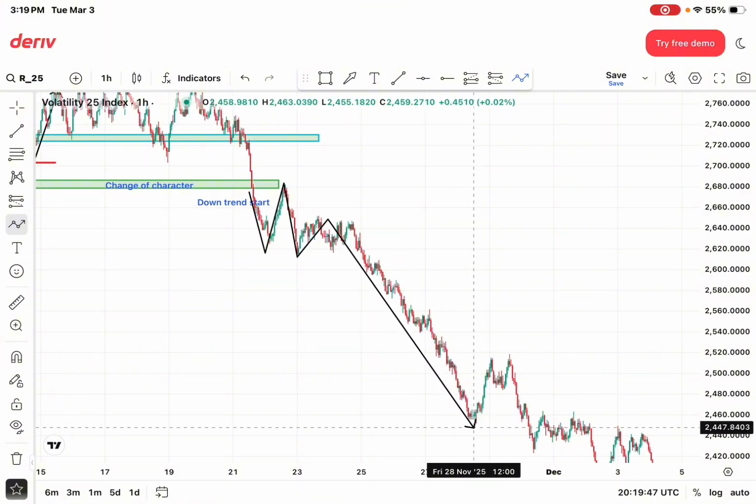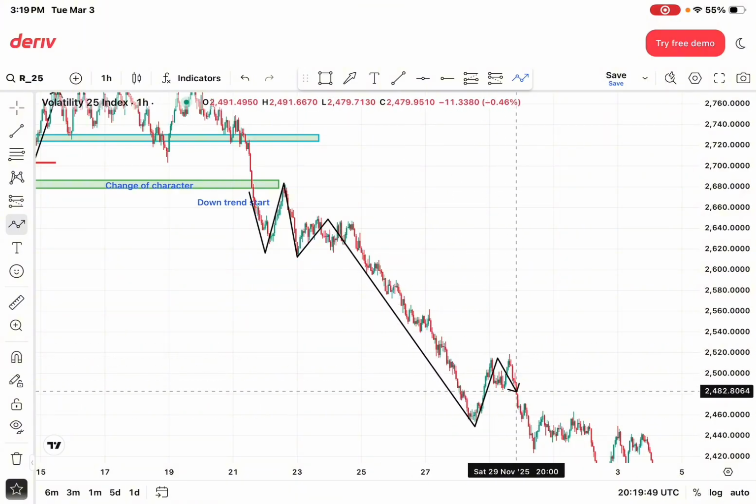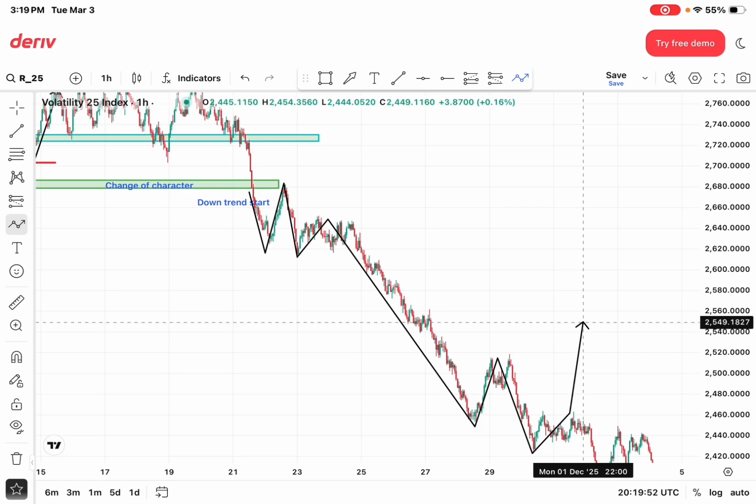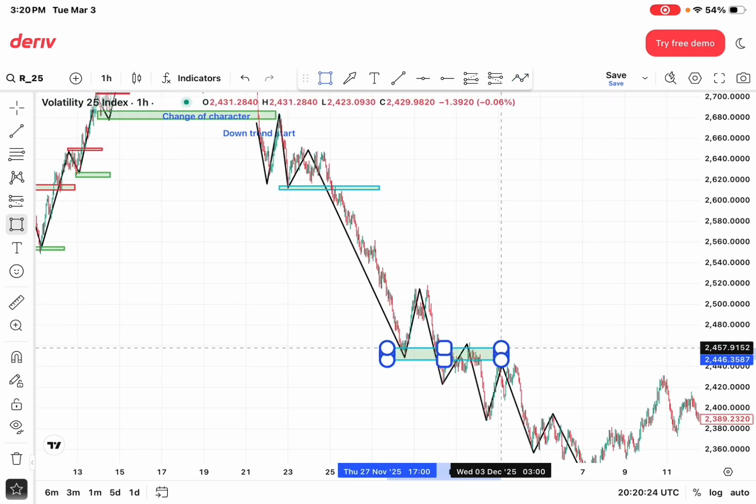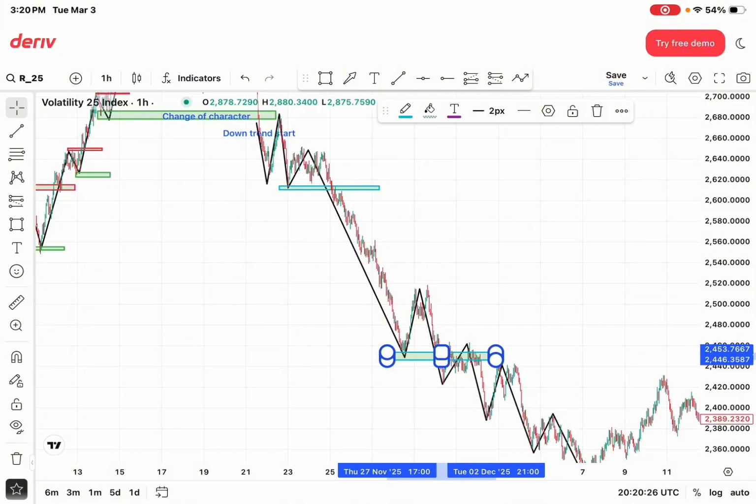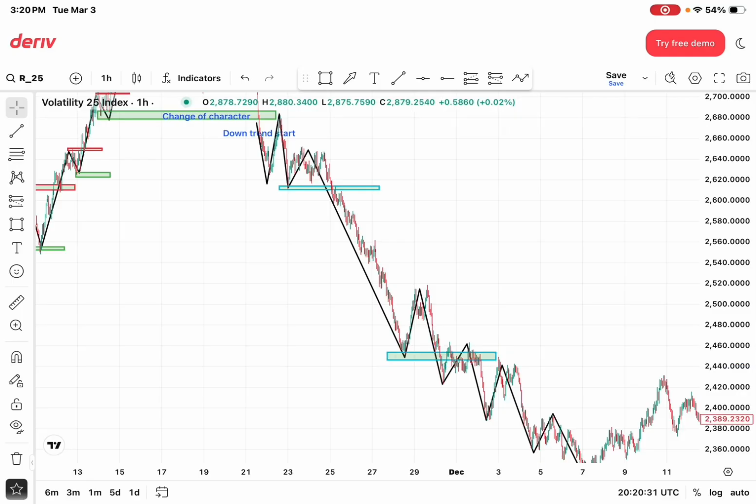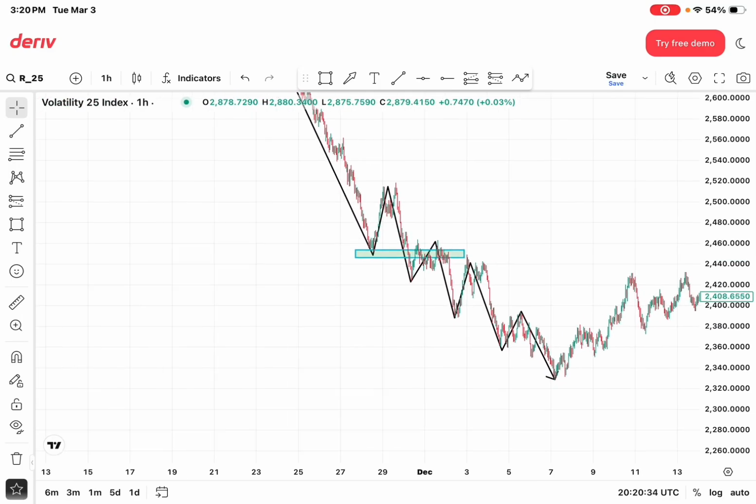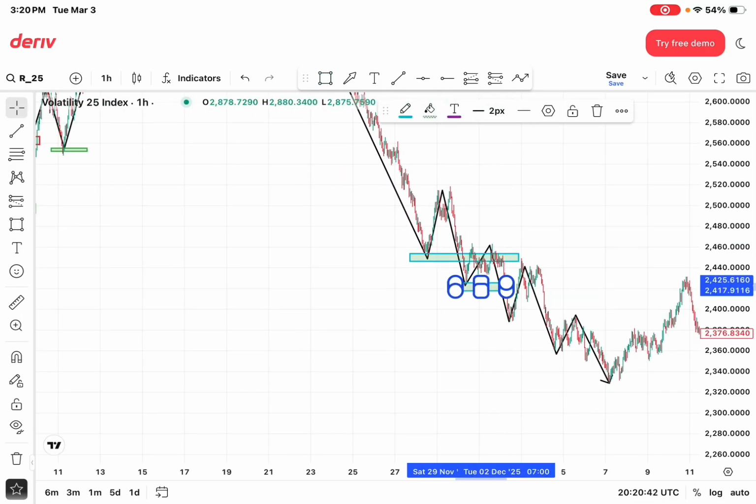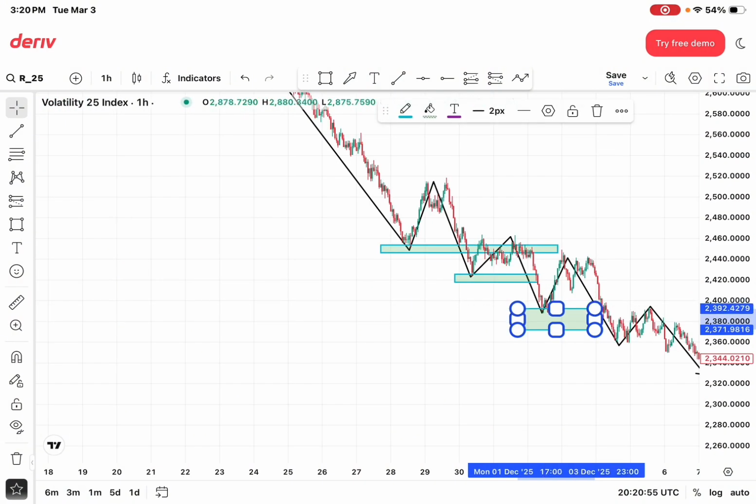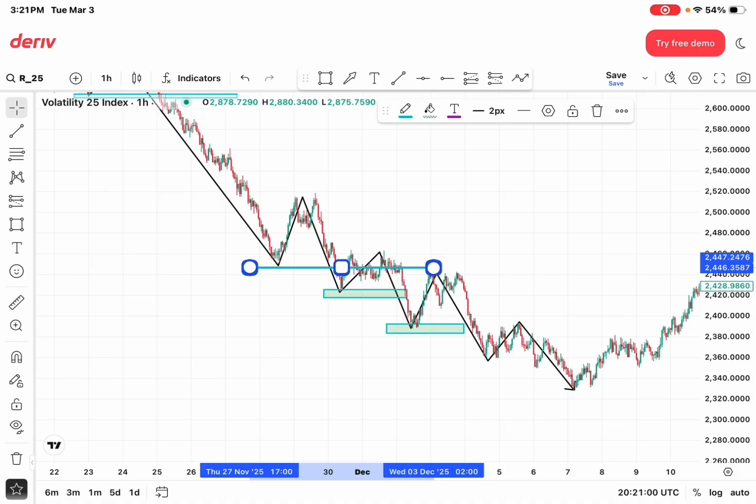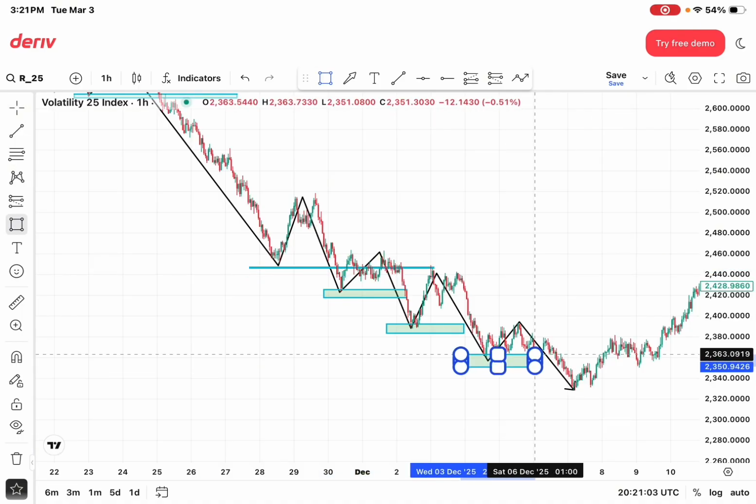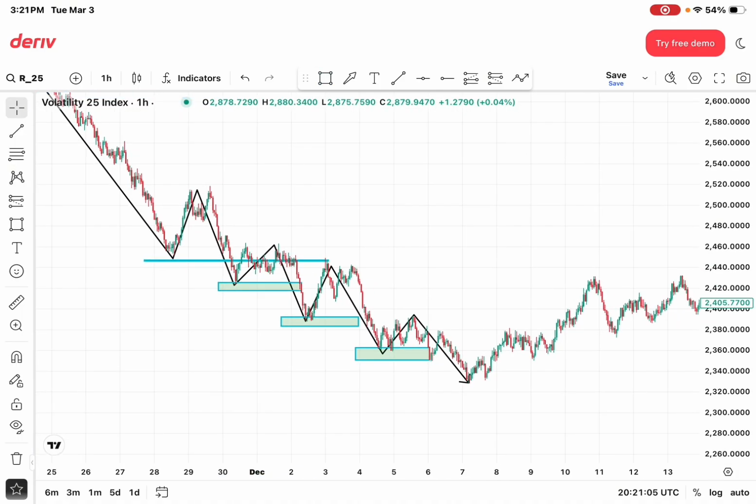Consolidation. Lower low, lower high, lower low, lower high. It creates a break of structure. Price breaks here, it creates a break of structure and it creates a lower low, still maintaining lower highs. It creates a lower low again, still maintaining lower highs. Lower low again, still have the lower highs.